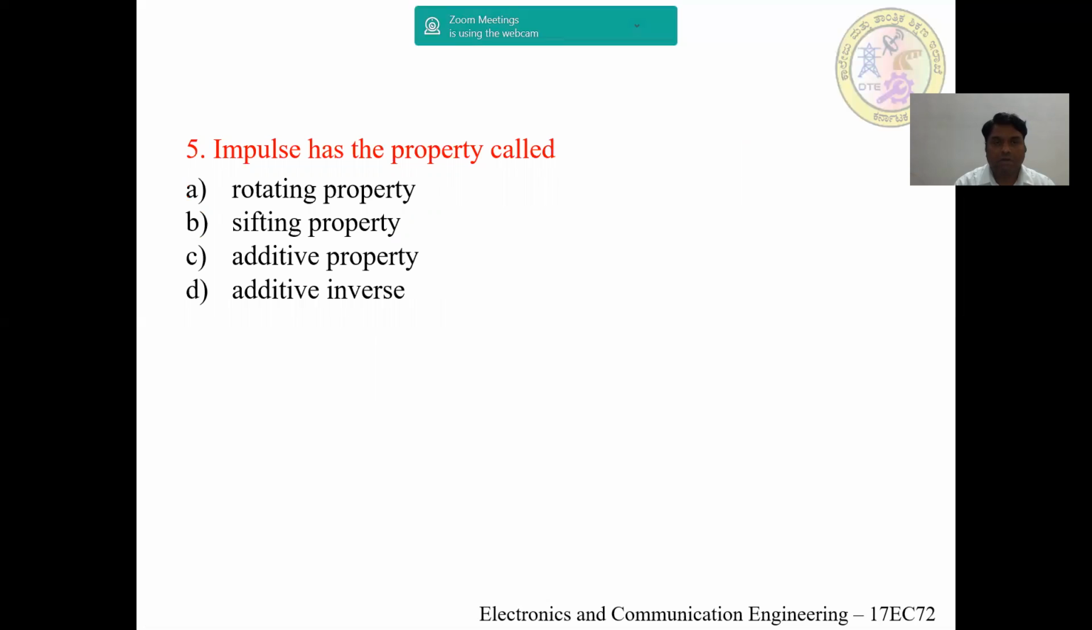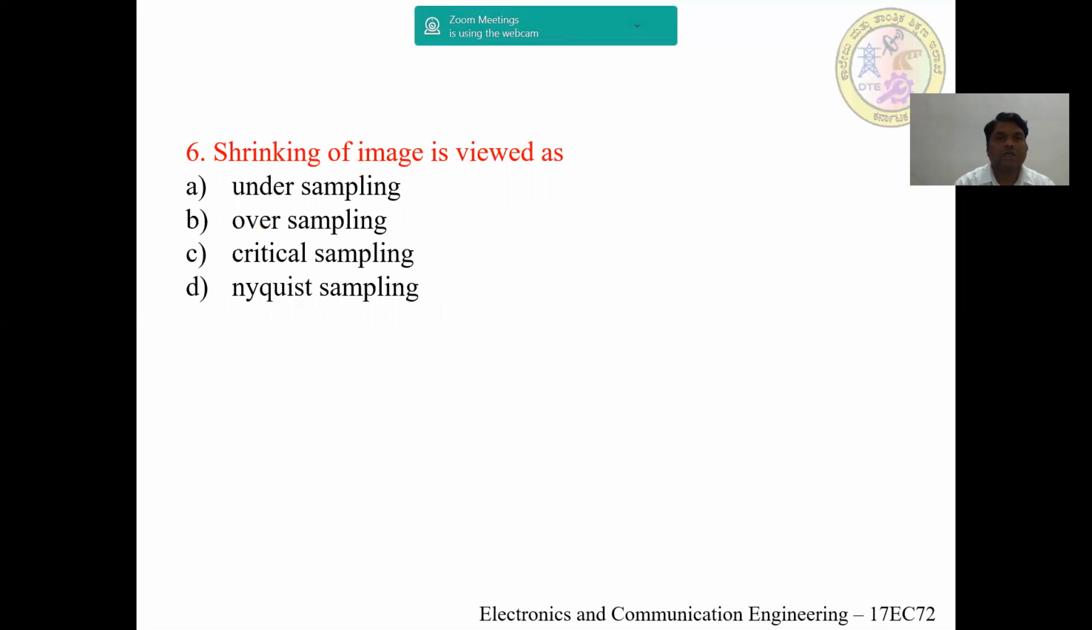Impulse has the property called rotating property, shifting property, additive property, additive inverse. The answer is shifting property. Thinking of image is viewed as undersampling, oversampling, critical sampling, Nyquist sampling. The answer is undersampling.